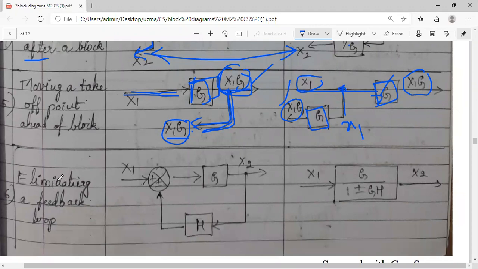And finally, the last one, eliminating a feedback loop. I think this is the most frequently used rule. We have already done this in your previous concept, when we were finding the transfer function for a closed loop negative feedback system. Observe, we have x1 as the input and x2 as your output. In the earlier concept, we had taken R(s) as the input and C(s) as the output.